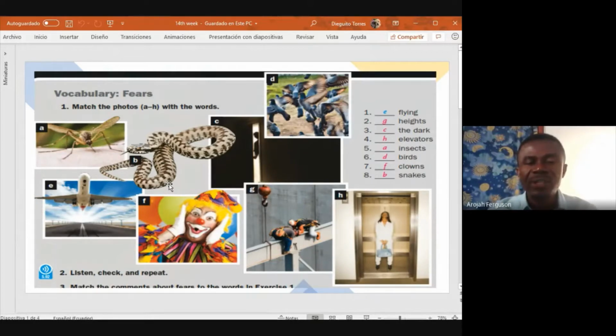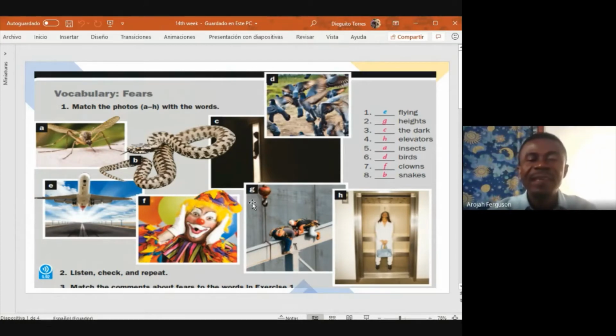Then you look at the picture with letter G. You have people who are working like engineers, working high up. It's also about height, going high up. They are not in the aeroplane. They are not in the elevator. They are engineers. They work on buildings, so they go high up, the 10th floor, the 15th floor, and people are afraid of height. But that's the work they do, so they have mastered it.